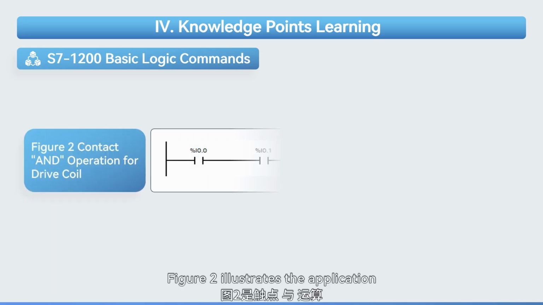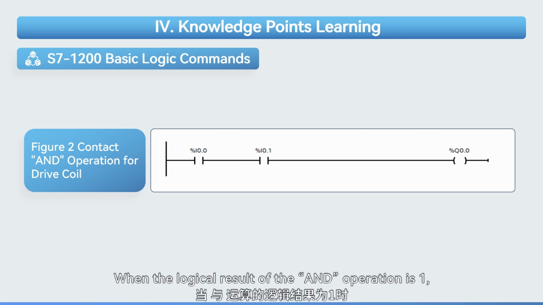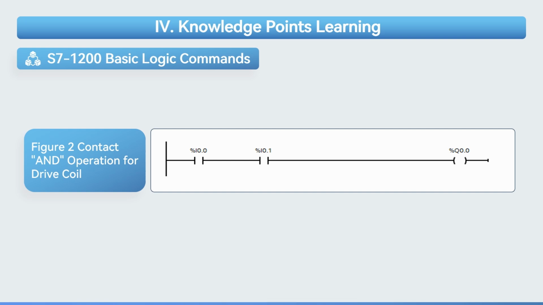Figure 2 illustrates the application of the AND operation for driving a coil. From the diagram, it can be seen that NO contact I0.0 is in conjunction with NC contact I0.1. When the logical result of the AND operation is 1, drive coil Q0.0 receives power and is in the state of 1. Conversely, when the logical result of the AND operation is 0, coil Q0.0 does not receive power and is in the state of 0.